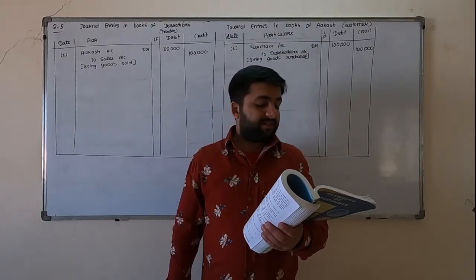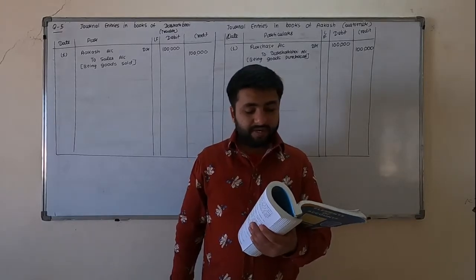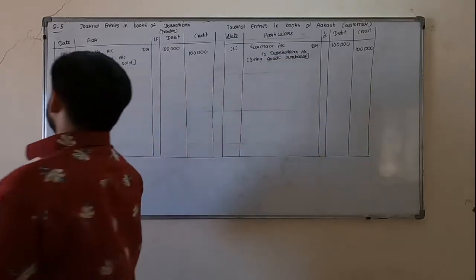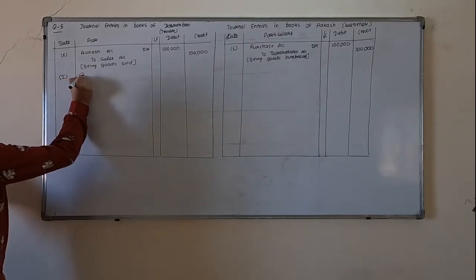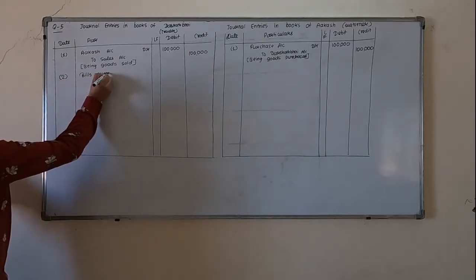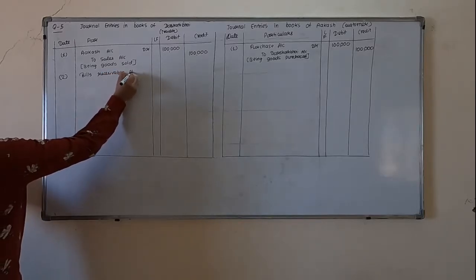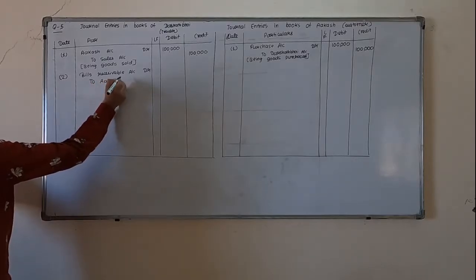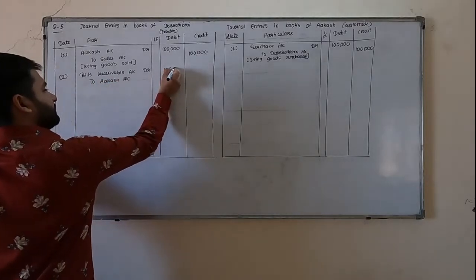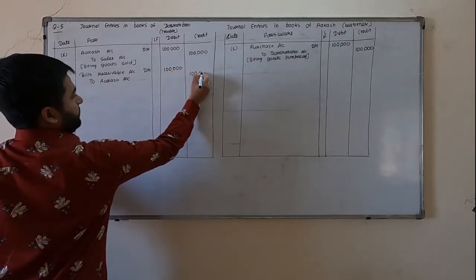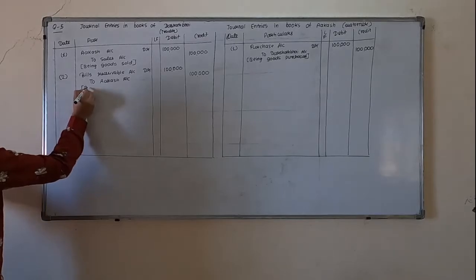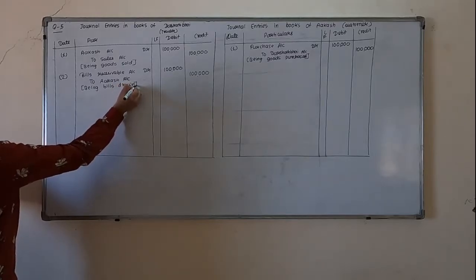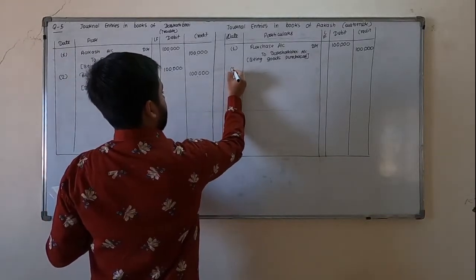Now, Dashrath Bhai drew a bill of 3 months of rupees 1 lakh on Akash. So on Akash we are drawing the bill, and here Akash is accepting the bill. So the entry will be bills receivable account debit to Akash account for 1 lakh, 1 lakh. Being bills drawn. Here for accepting the bill.